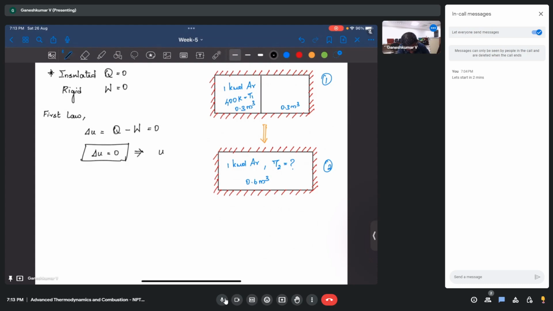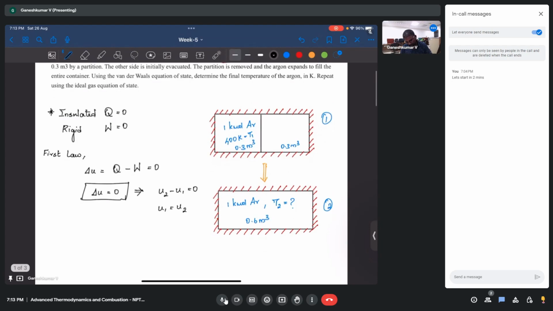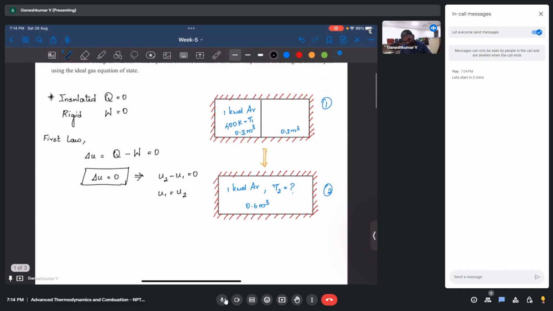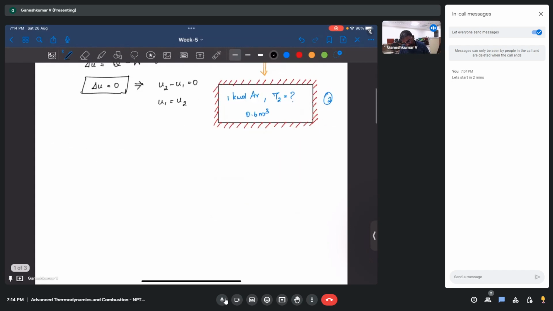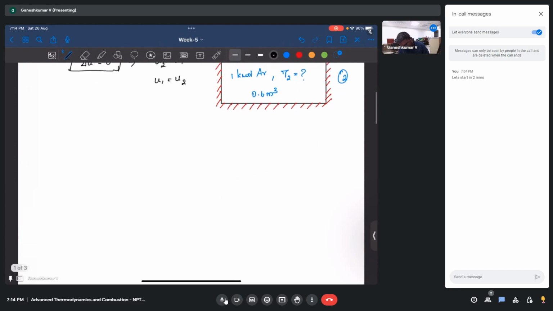So U2 minus U1 is equal to 0, which means U1 is equal to U2. This is just an additional thing. The important thing is the change in internal energy is 0 during this process. Now we should find the final temperature. Let's see how we can find it. We don't know what kind of process this is, right? So first let's use the van der Waals equation of state.